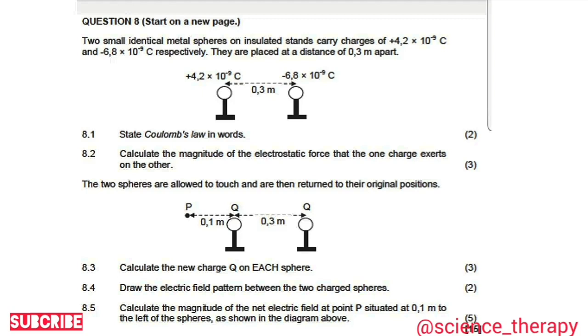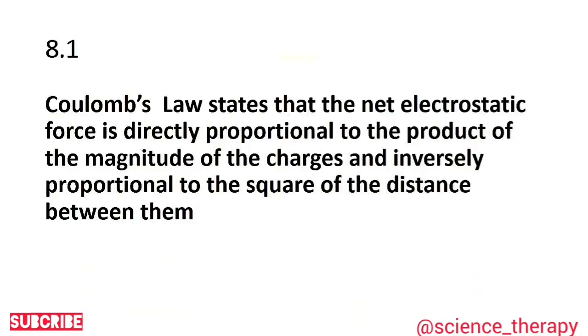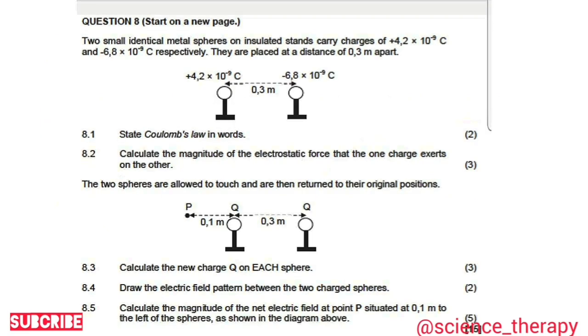Then 8.1 says state Coulomb's law in words. So this is how you are supposed to state Coulomb's law. Coulomb's law states that the net electrostatic force is directly proportional to the product of the magnitude of the charges and inversely proportional to the square of the distance between them. So that's how you are expected to define Coulomb's law according to your CAPS document.